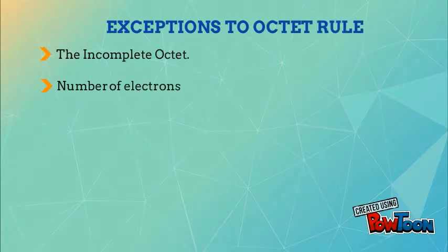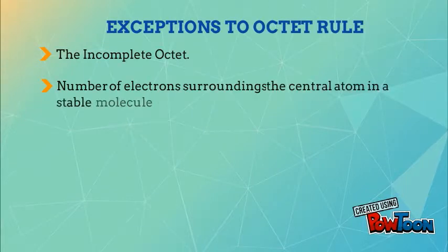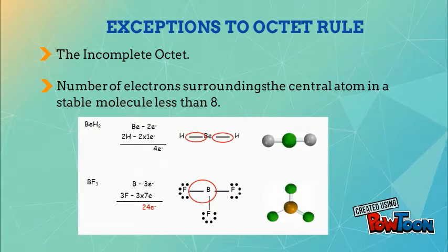Exceptions to the octet rule. The incomplete octet: the number of electrons surrounding the central atom in a stable molecule is less than 8.